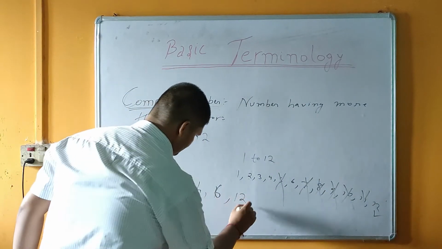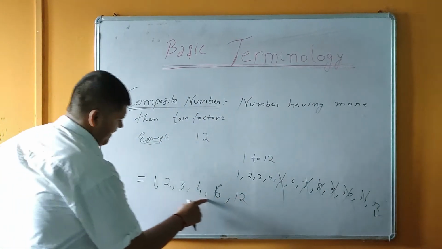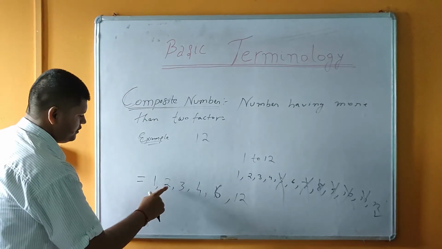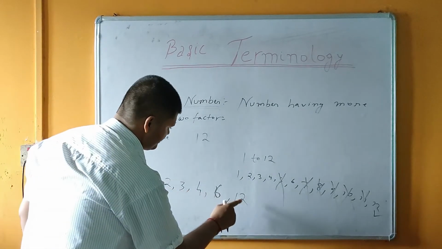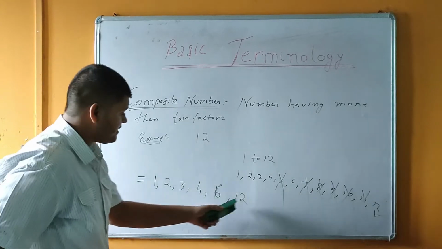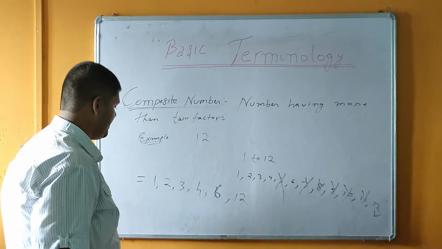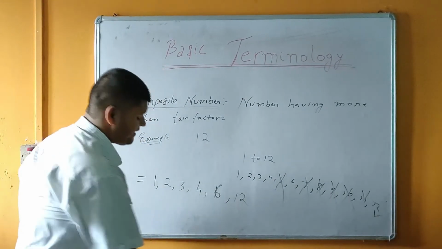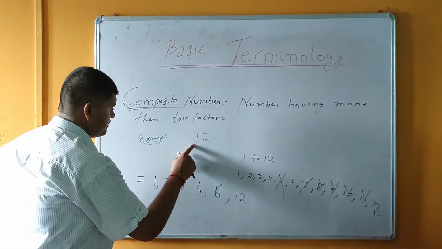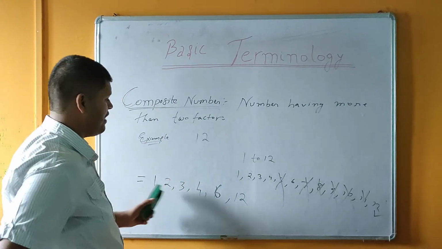So here we got the factors of 12 as 1, 2, 3, 4, 6 and 12. 6 factors we have obtained over here. 6 factors we have obtained for this number 12.